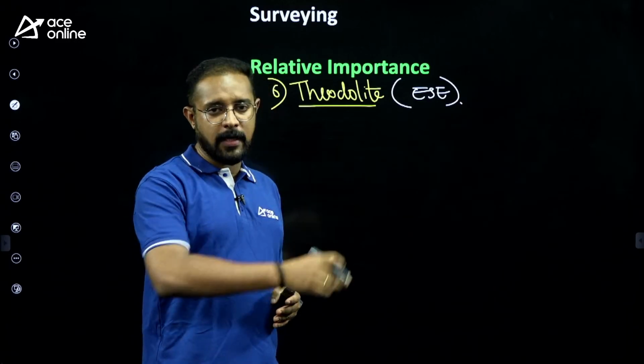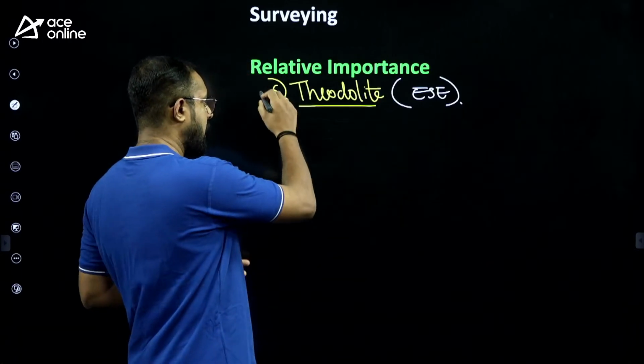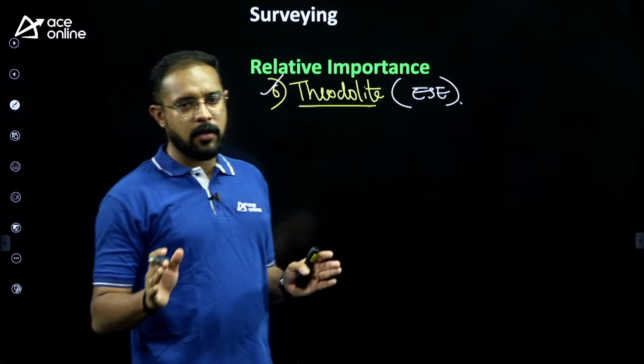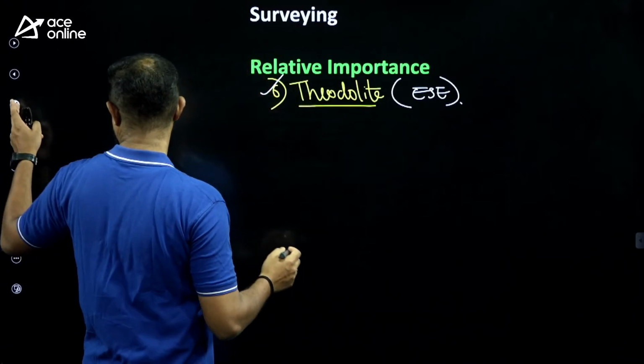Okay, which are the instrumental errors that are getting eliminated? Like these questions are framed. First question in this chapter came in this year. We do expect more questions from this in the upcoming years. Okay, right. So that is Theodolite.